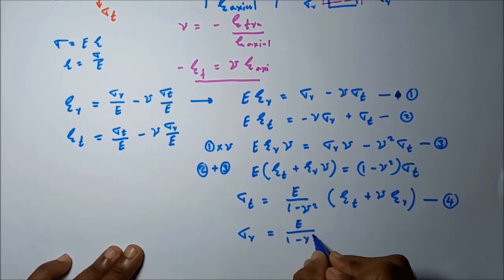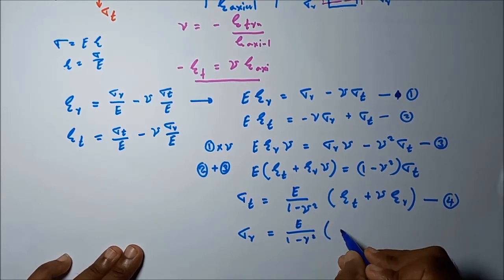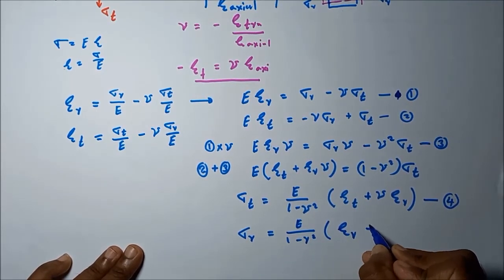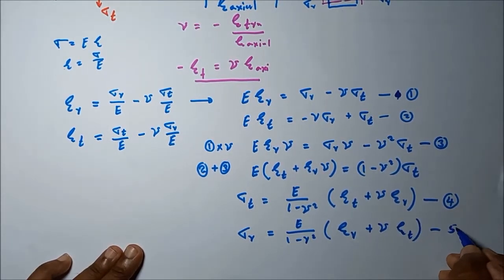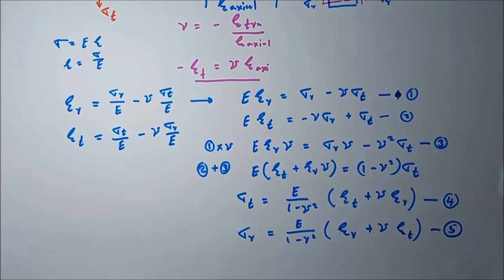So I will directly write that equation: epsilon r plus nu into epsilon t. Just take this equation as equation 5. And these two equations we need later.